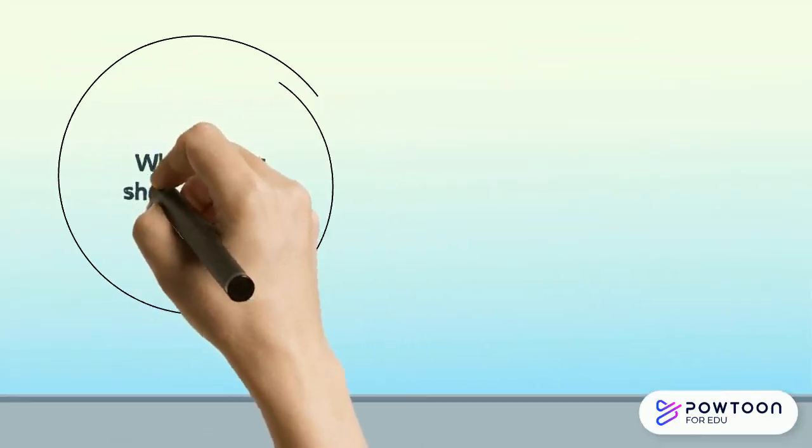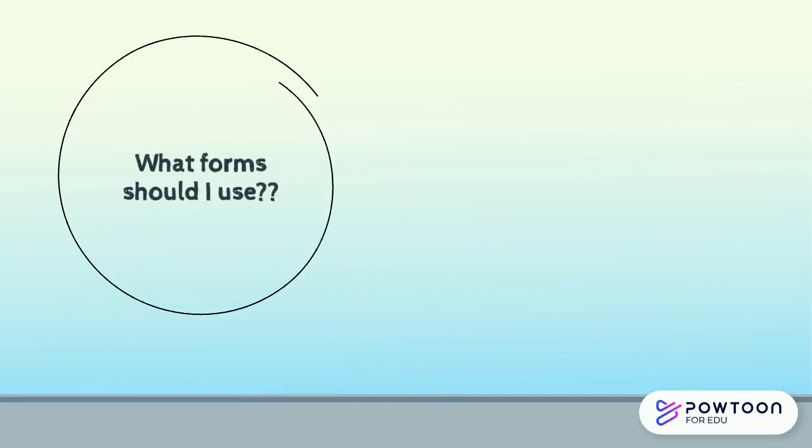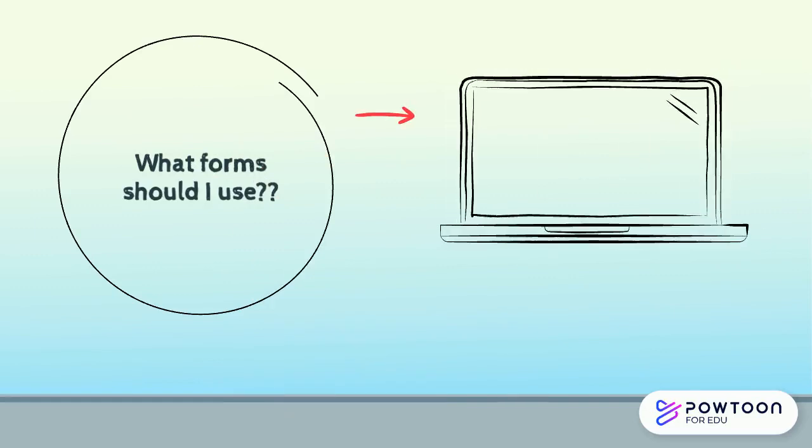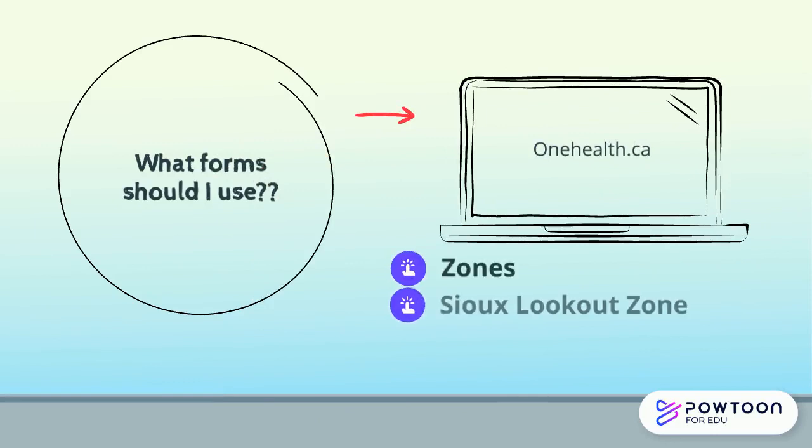A common question during this COVID time: what form should I use? All the forms in this video can be found by going to onehealth.ca and clicking on Zones, Sioux Lookout Zone, and then COVID-19.